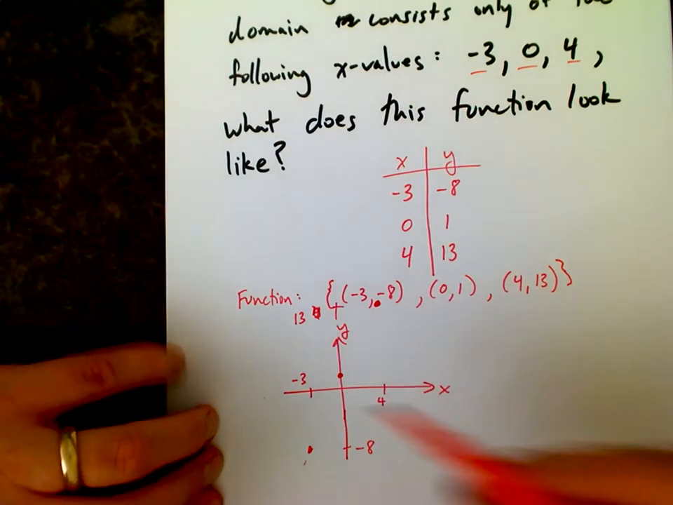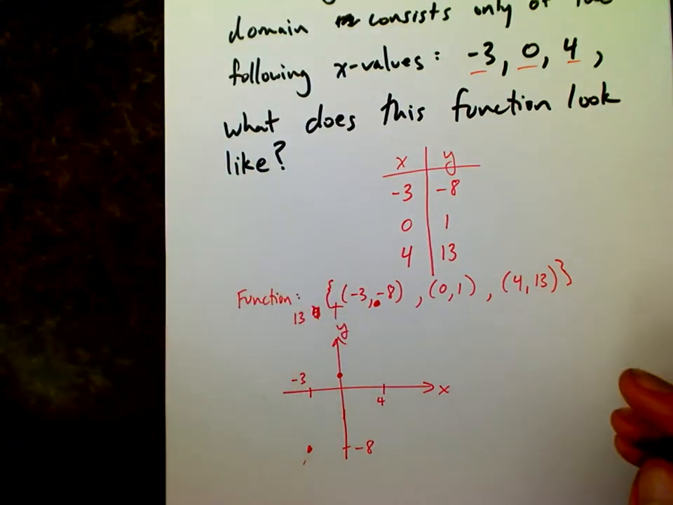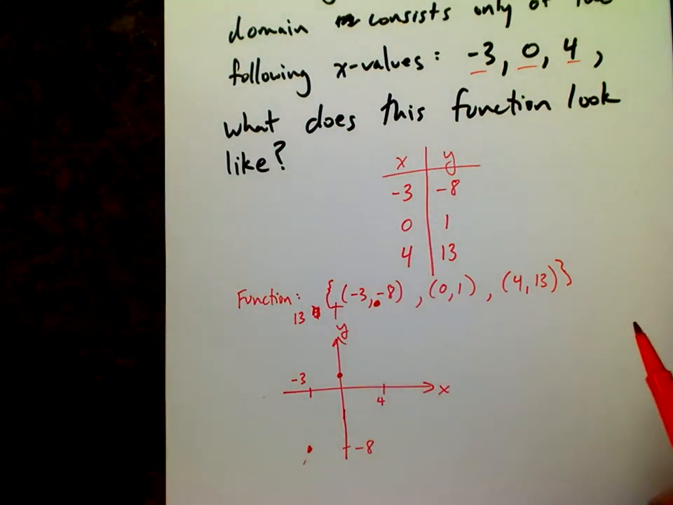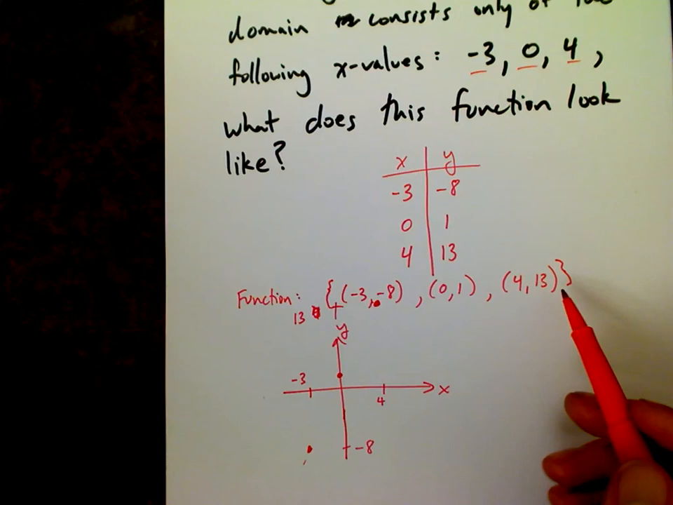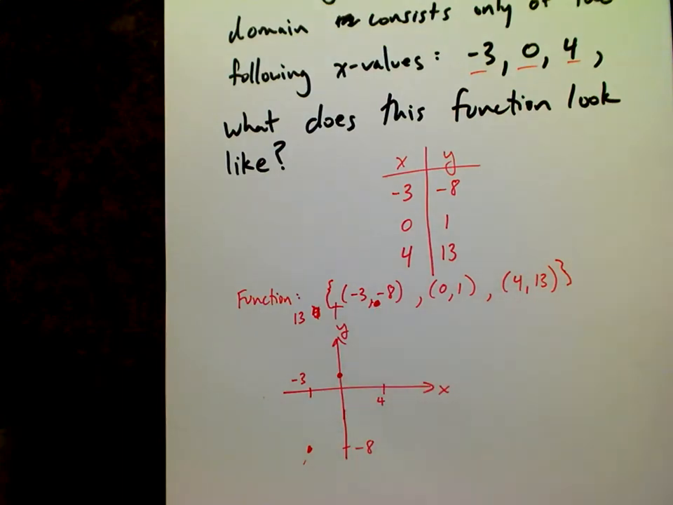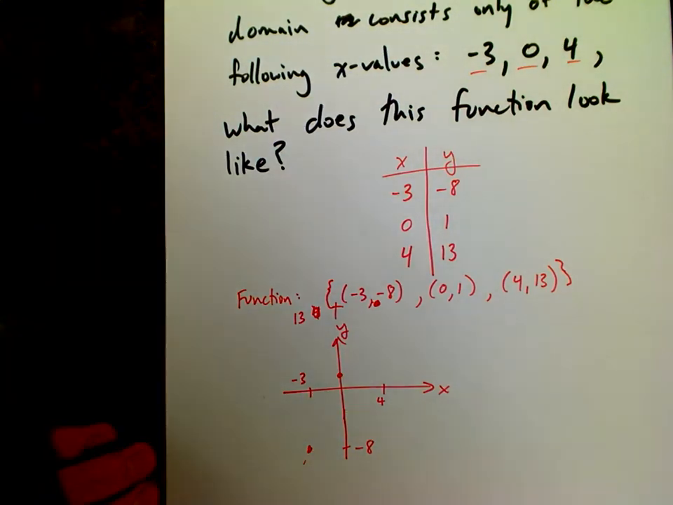So you have these three. Now, if you were to connect them, they actually are all part of the same line. But for this function, we're only looking at these three. Therefore, the function itself is just those 3 points. I don't draw the line there in this case. And that's just a quick introduction to domain and range of a function.